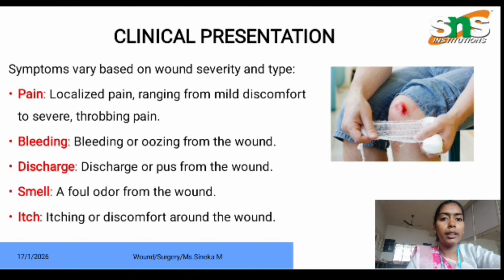The last one is itching or discomfort around the wound. Usually in the proliferative phase and also maturation phase, the itching is common because of regeneration of cells. If itching or discomfort is severe, we may seek medical attention. Here is the image for proper dressing of the wound.